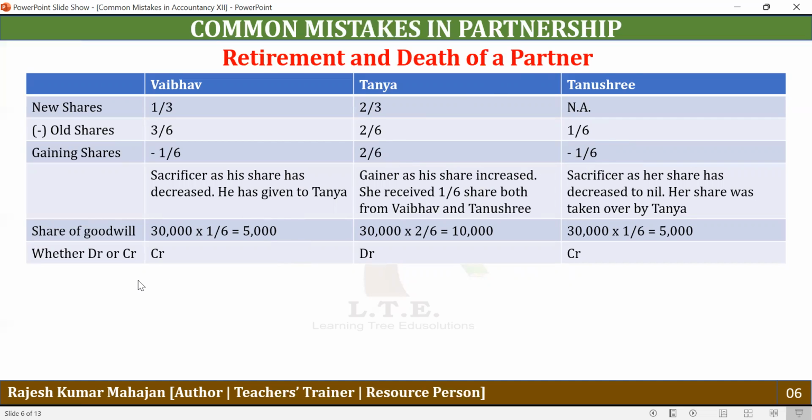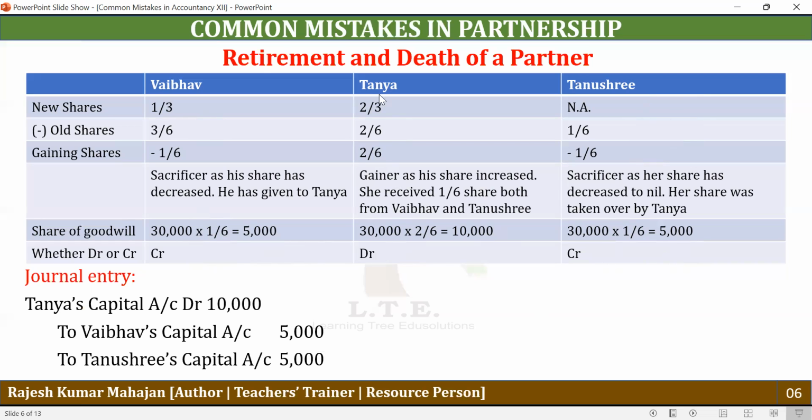The goodwill value of the firm at the time of retirement was rupees 30,000, out of which 1/6 will be sacrificed, or given, to Vaibhav, so his capital account will be credited. Tanya is a gainer, so her capital account will be debited by rupees 10,000. Tanushree, who is retiring, is a sacrificer, so her capital account will be credited by rupees 5,000. Let's have an entry.